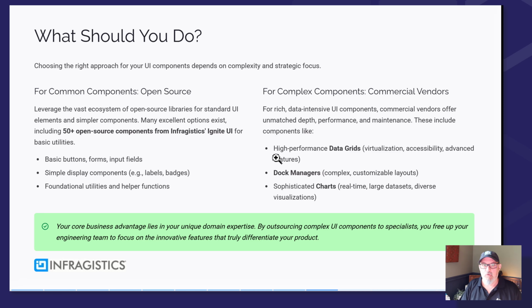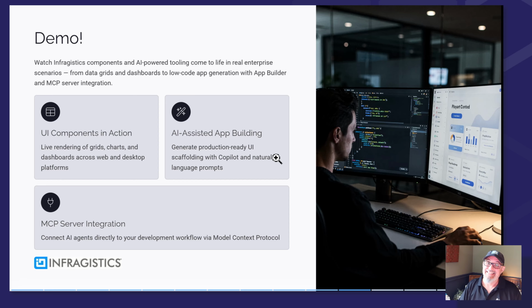So what do you do? For common components, use open source. Use our 50 plus open source components. And then for complex UI, enterprise type UI, which is what we're going to look at today, use a commercial vendor. Obviously, we think we're the best one out there, and I'm going to show that to you in our demos. So with that, let's get into a demo.